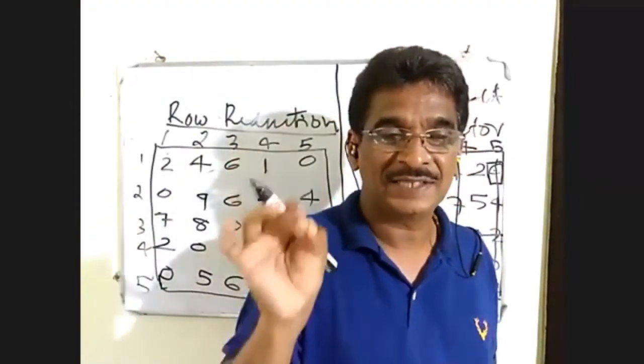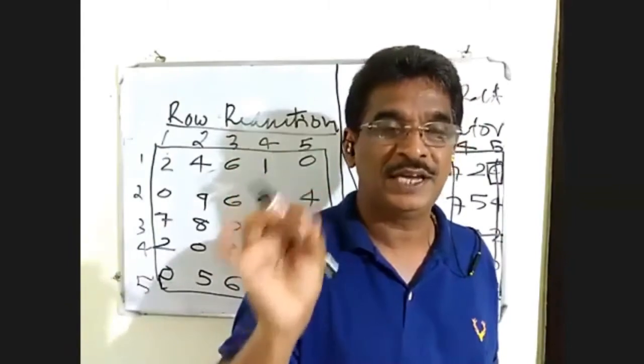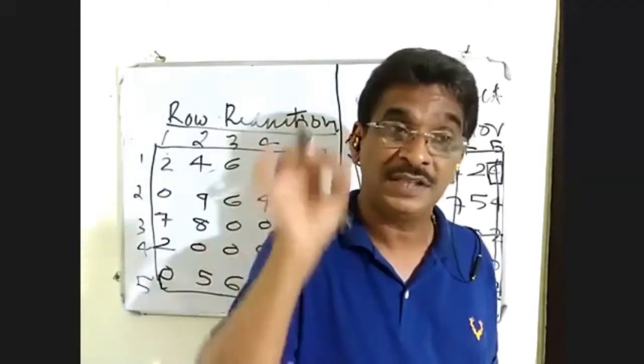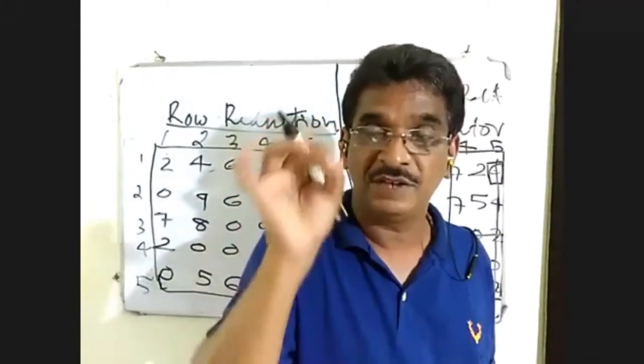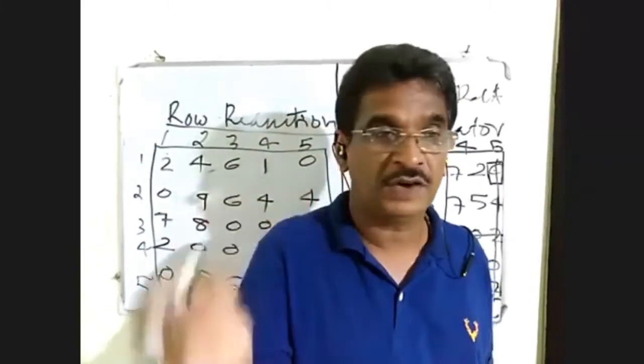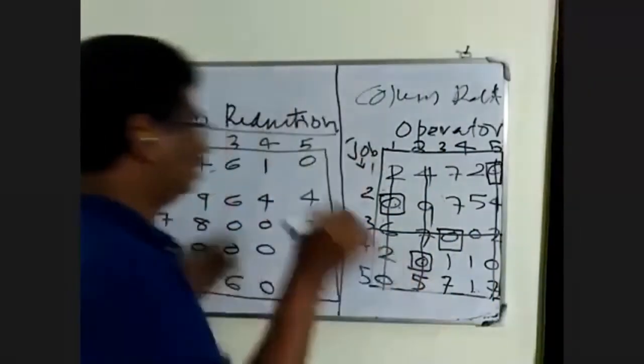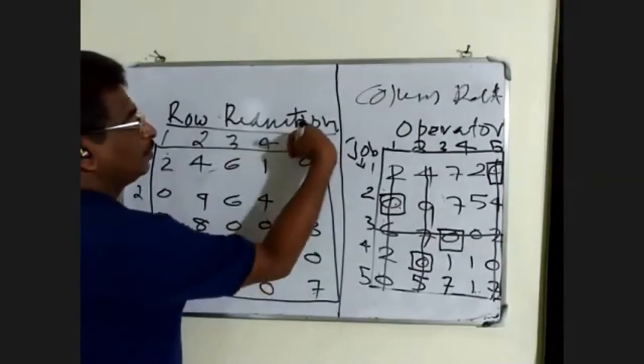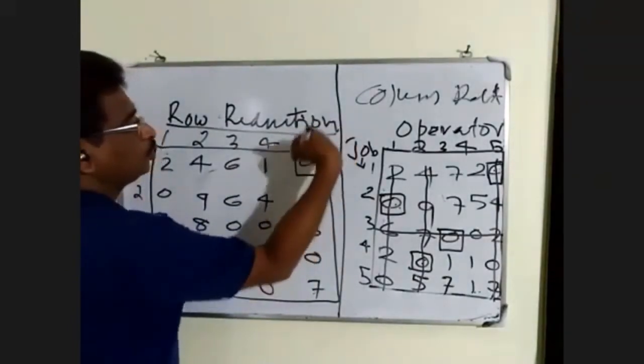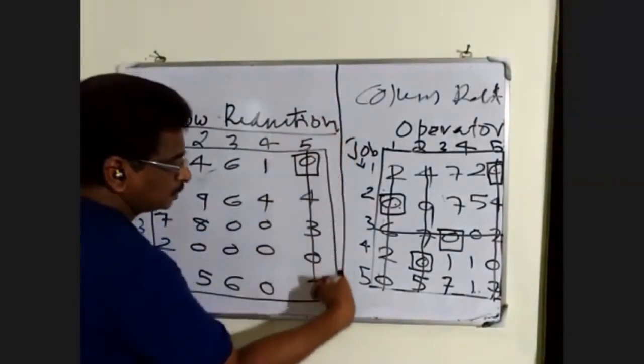Is there a smallest number and exactly one zero in that row? Column scanning: is there exactly one zero in that column? First of all, we are doing row scanning. Look here: only one zero here. We have to block it and cut it.